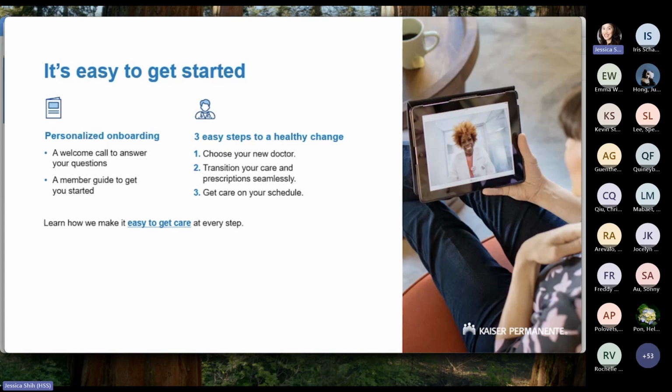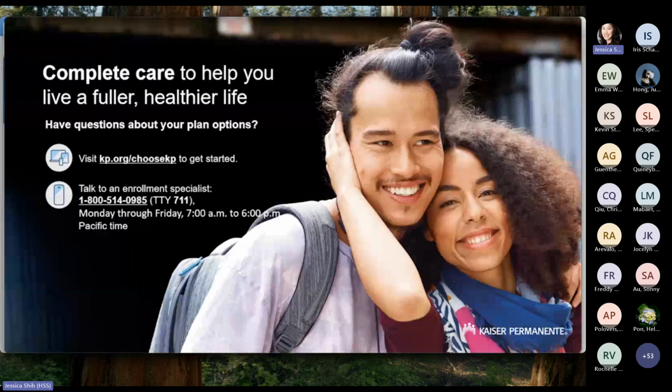Choosing a health plan is a big decision, but you don't have to make it alone. We're here to answer any of your questions so you can make an informed decision. If you have more questions, call the number listed on the screen.